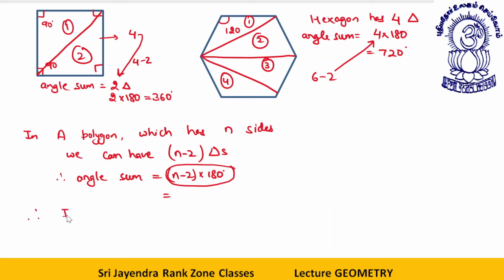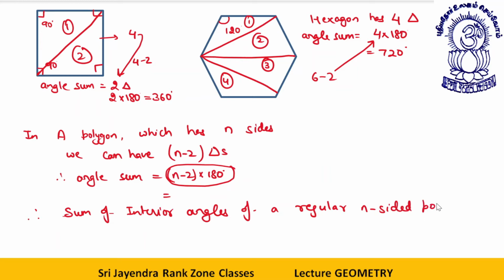Therefore the sum of interior angles of a regular n-sided polygon is n minus 2 into 180 degree. A very beautiful concept and very important concept, and I hope I have presented it in a very lucid manner in front of you. This part done, let's move ahead, my dear friends.